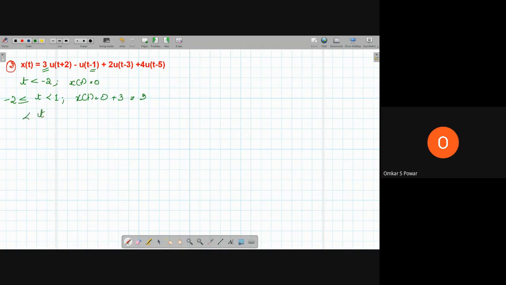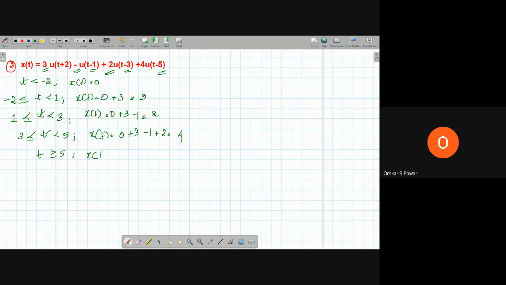Now, t varies between 1 and 3. Why this 3? Because of this one. x of t is equal to 0 plus 3, what is the value here? Minus 1. So 3 minus 1 is equal to 2. Now, t varies between 3 and 5. x of t is equal to 0 plus 3 minus 1, what is there? Plus 2. You will get 4. Now t is greater than or equal to 5.